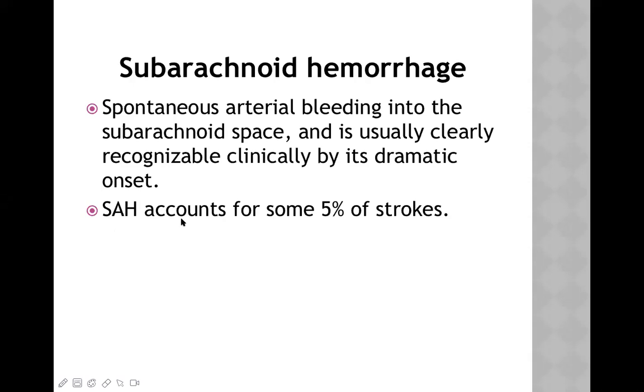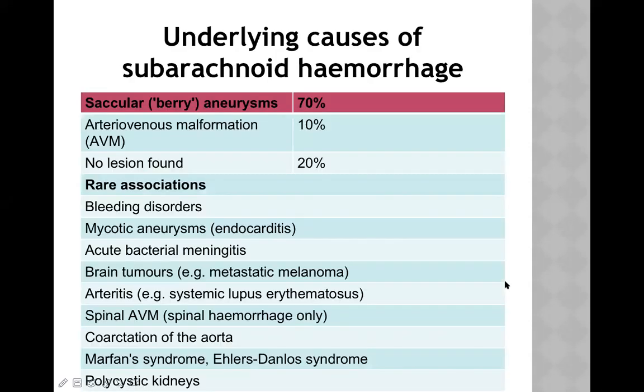This SAH accounts for some 5% of strokes. So it is a part of the stroke. Now here, what are the underlying causes of subarachnoid hemorrhage? Let's analyze this slide. The most common cause is berry aneurysm rupture. Almost 70% of the time it is caused by berry aneurysm or saccular aneurysm. The term saccular is because of the shape.